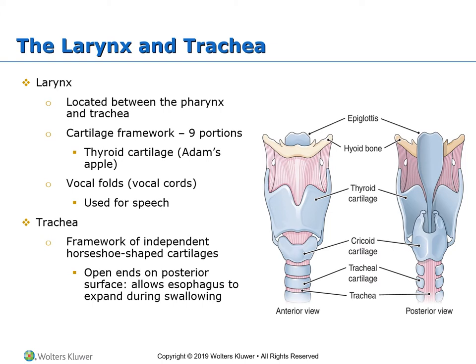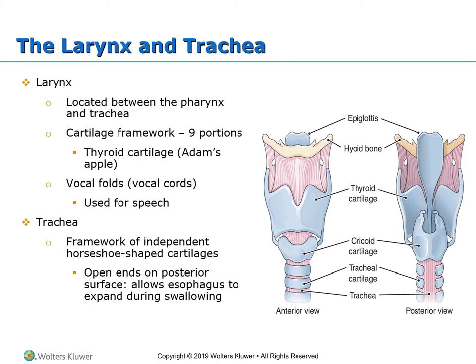The next structure that is a continuation of the pharynx is called the larynx, or the voice box. And it's that portion that will connect the pharynx with the next segment in the respiratory system that is called the trachea. The larynx has a very rigid framework and is made up of 9 different segments of hyaline cartilage. In the anterior part, and you can follow what I'm saying by looking at your image on the right side of your screen, we have the thyroid cartilage.